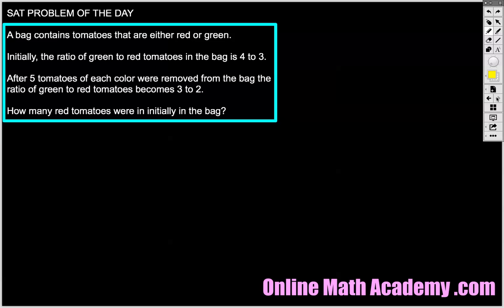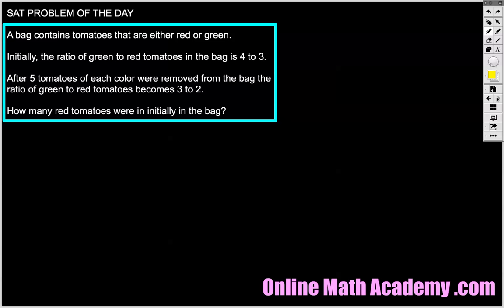It reads, a bag contains tomatoes that are either red or green. Initially, the ratio of green to red tomatoes in the bag is 4:3. After 5 tomatoes of each color were removed from the bag, the ratio of green to red tomatoes becomes 3:2. How many red tomatoes were in the bag initially?